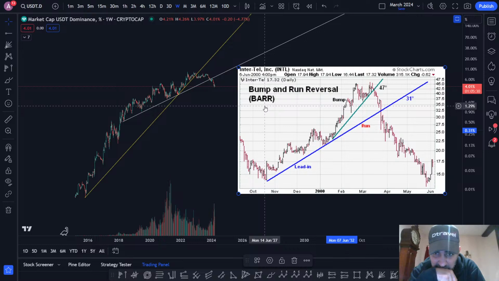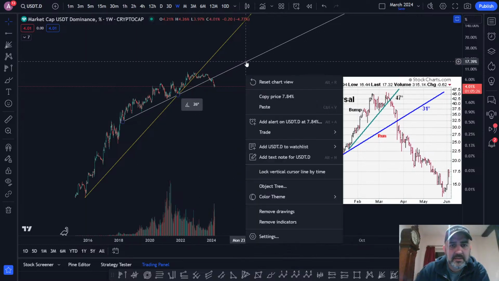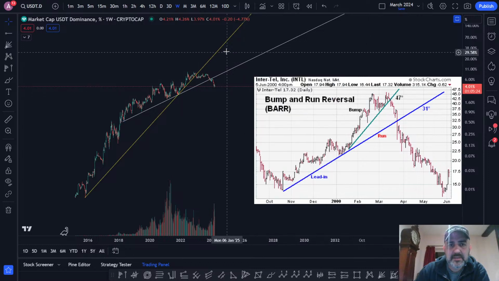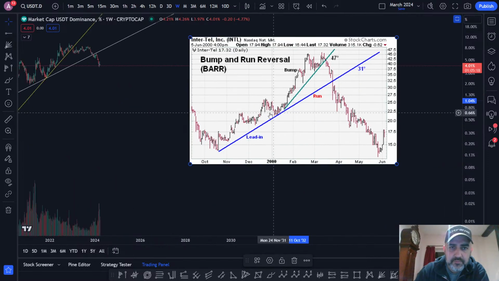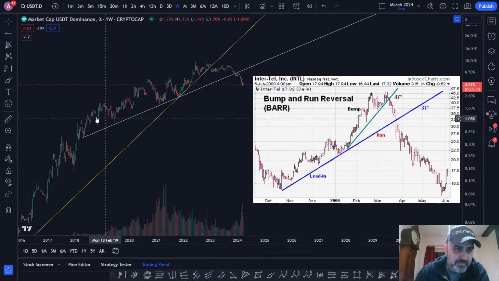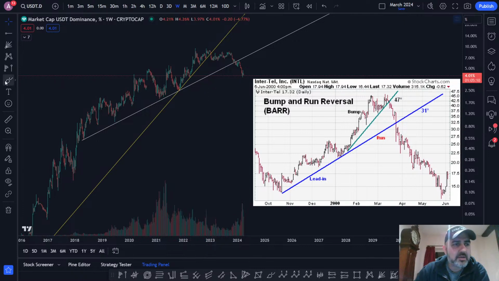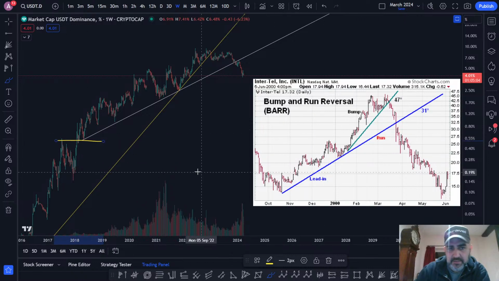Okay. This is 31 degrees. I don't think that matters. This is 26 degrees. And this one is 48 degrees. This is 47 degrees. Okay. Let me zoom in a little bit. And actually, the bump and run is just on this top part. Just this top part here, from where it begins here. And you have your lead in.